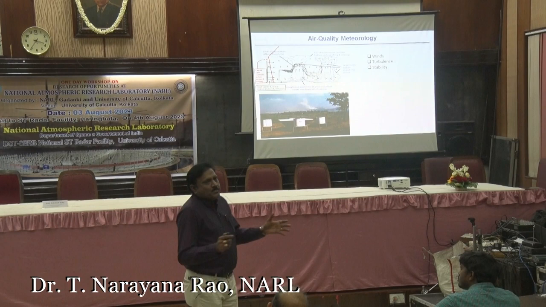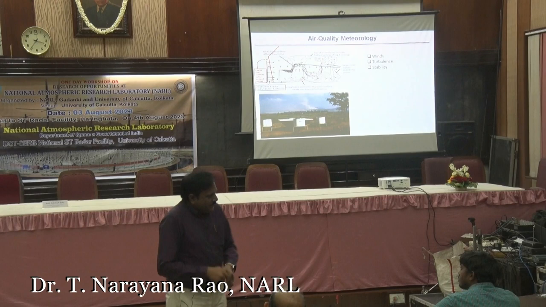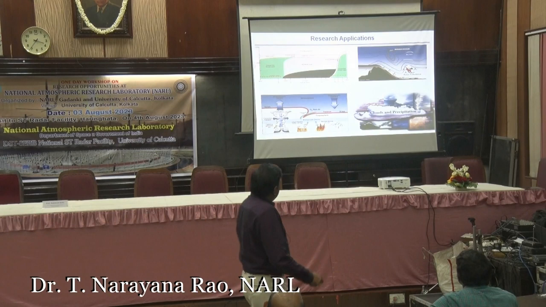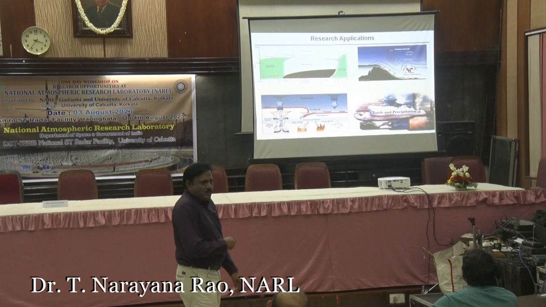That's why they always keep a small sonar or radar there. When it comes to research applications, these kinds of radars are used from the atmospheric boundary layer to the middle atmosphere, for turbulence, stratosphere-troposphere exchange, and also to study clouds and precipitation or rain.